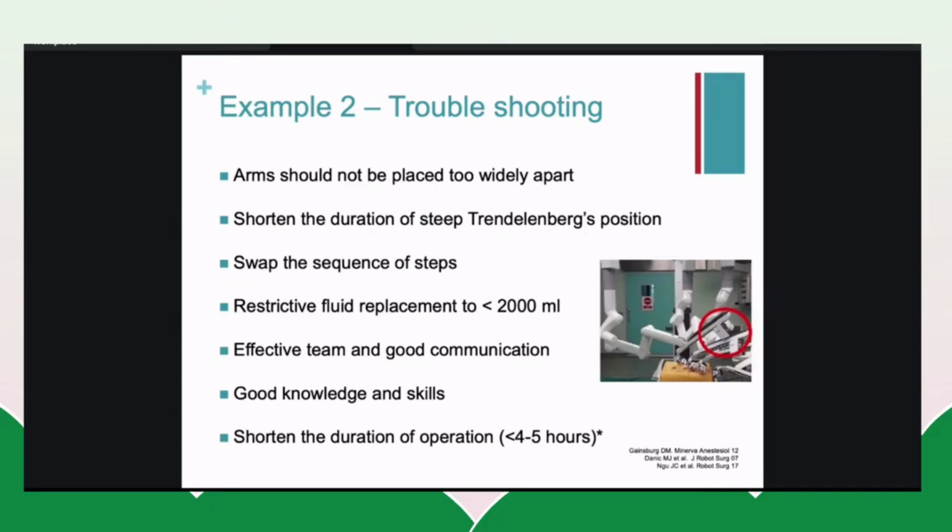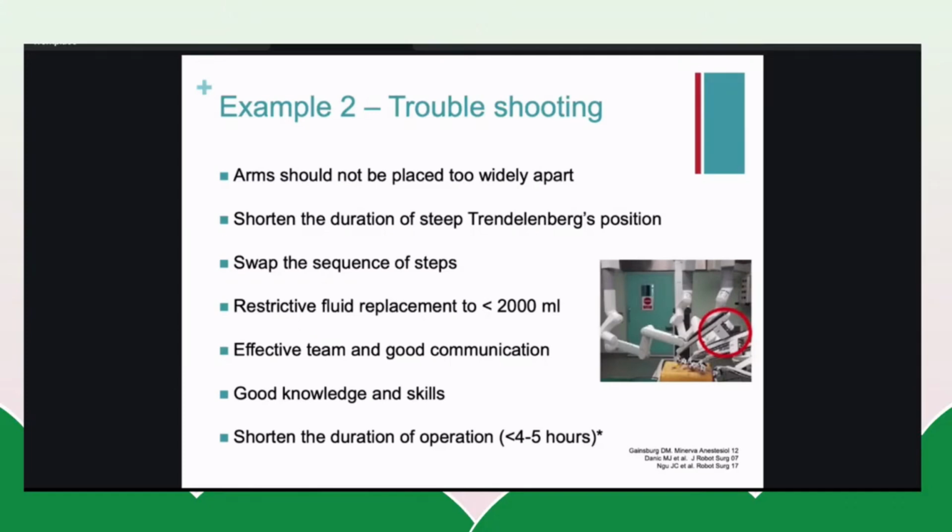And we have to try to shorten the duration of the steep Trendelenburg position. So for example, if the patient has to have hysterectomy, pelvic and para-aortic lymphadenectomy, we may perform the para-aortic lymphadenectomy first with a steep Trendelenburg position, and then after that we go back to perform the hysterectomy and pelvic lymphadenectomy, where the patient does not require such steep Trendelenburg. So we have to swap the sequence of steps, but of course sometimes we may not be able to do so.